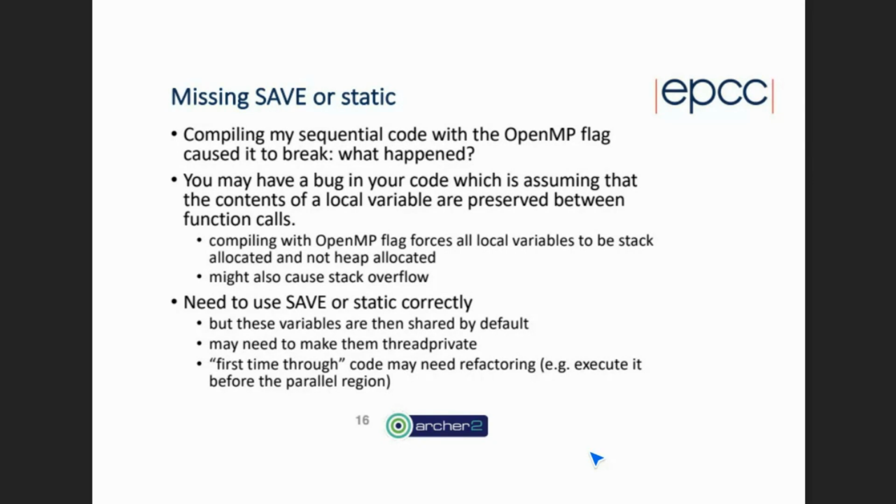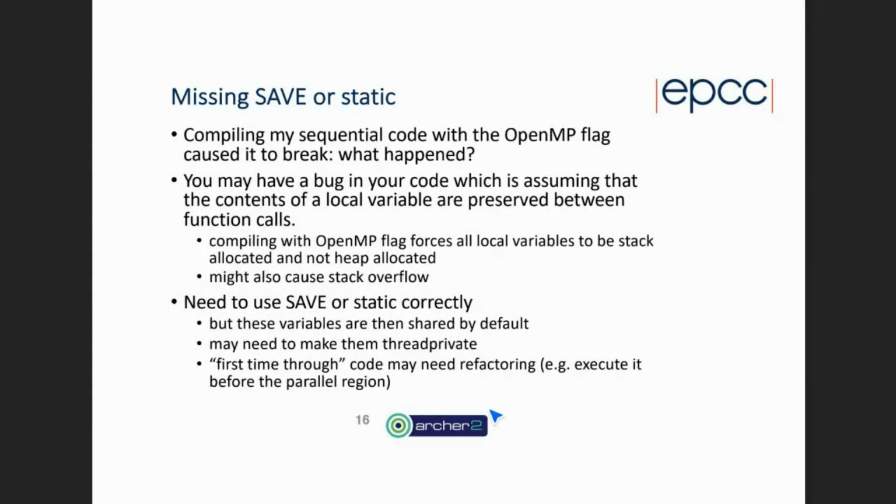What you might do, the first thing you might ever do with your code, is say, okay, I'm going to use OpenMP, but let's just add the OpenMP flag to the compilation and see what happens. And then suddenly your code breaks. There's a couple of things that could have gone wrong here. One is you might have a bug, which is assuming that the contents of a local variable are preserved between function calls. So you're basically missing a save in Fortran or static in C or C++.